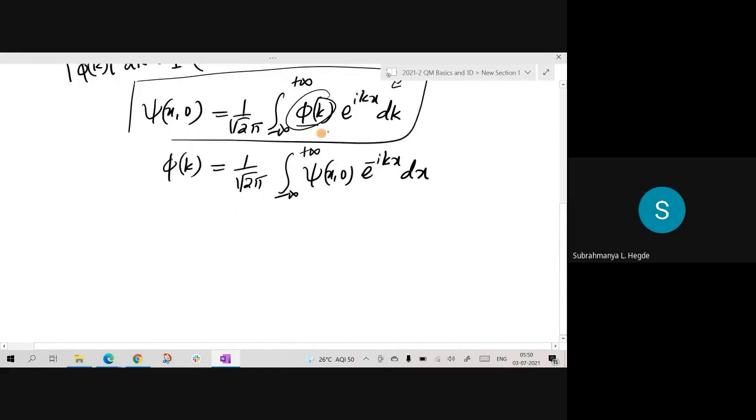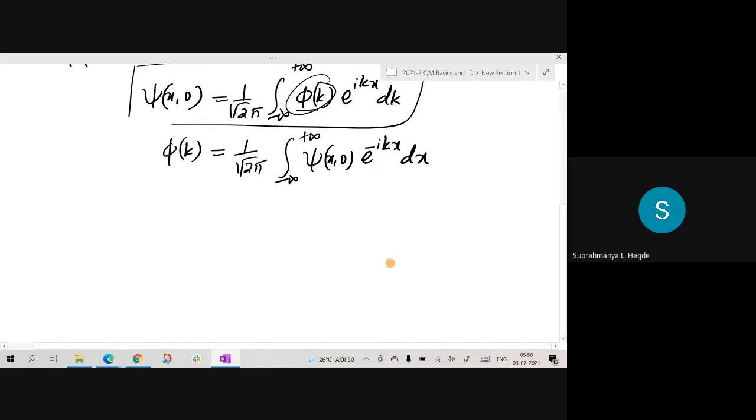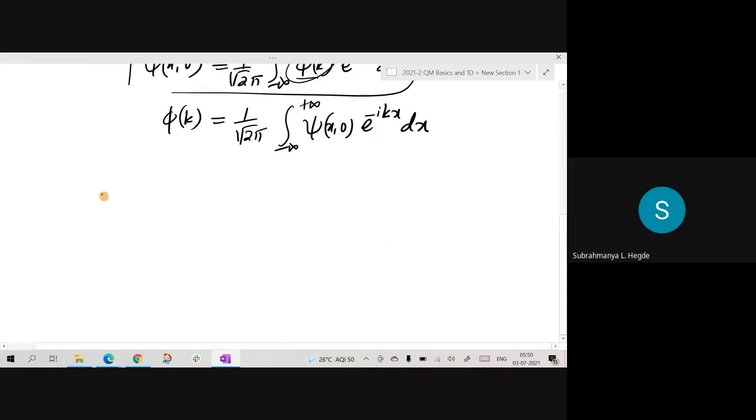So rather than writing in terms of k, I'll directly write in terms of momentum. Let me write it here. Psi of x comma t is equal to 1 by root of 2 pi h bar, 1 by root of 2 pi h bar.